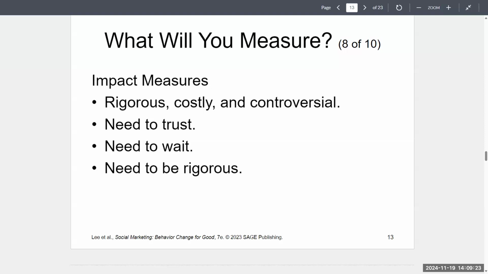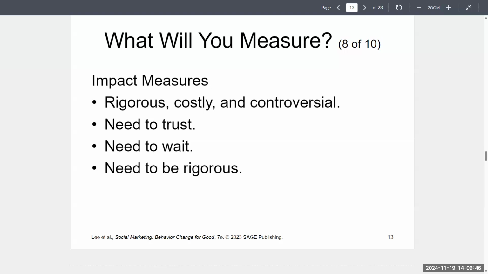There is a need to trust. So to measure impact effectively, you need reliable data and methodology. So if you're evaluating a program aimed at increasing literacy rates, you must trust that your testing instruments are accurately measuring literacy improvement and not other unrelated factors. There is a need to wait.